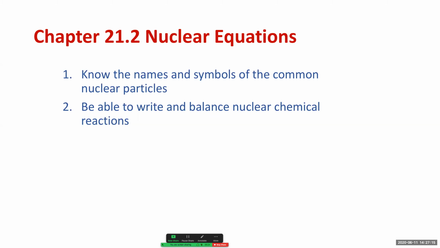The second goal is to be able to write and balance a nuclear chemical reaction. We'll get a lot of practice doing that using worksheet 7. And as I said before, you'll need a periodic table to do this work.